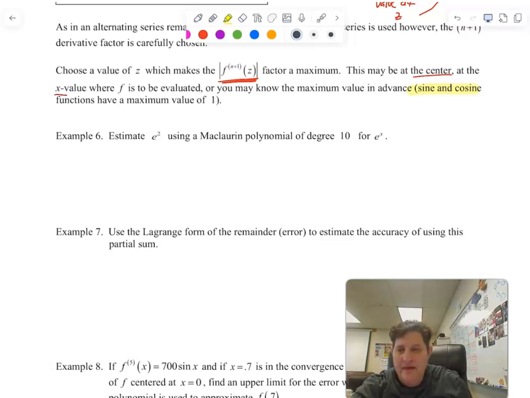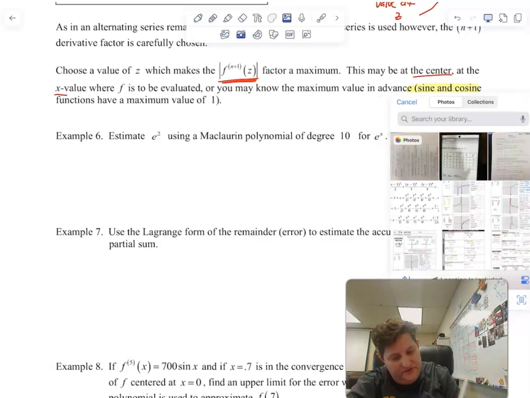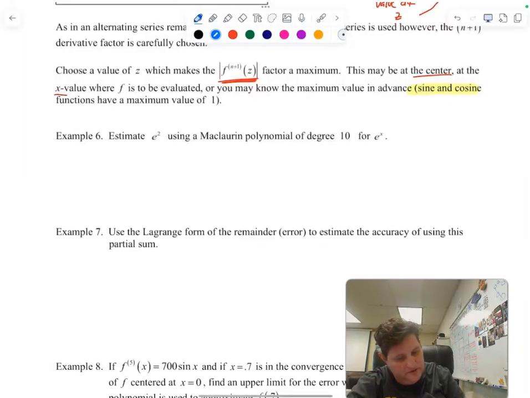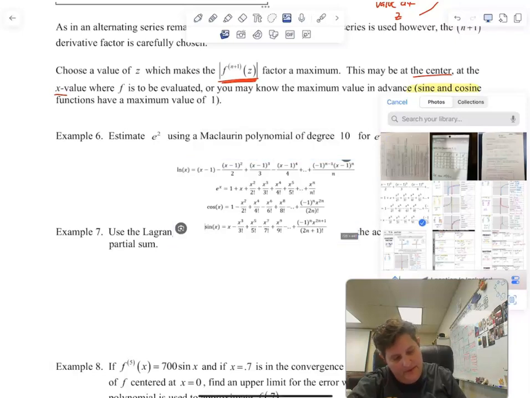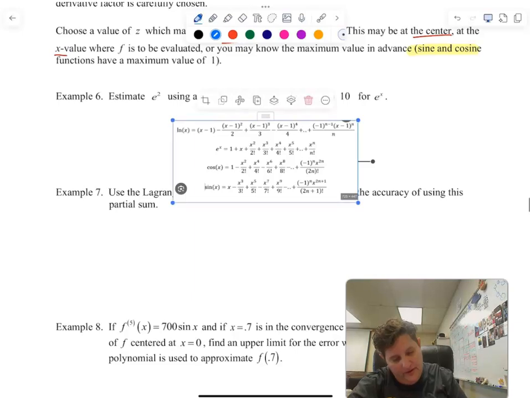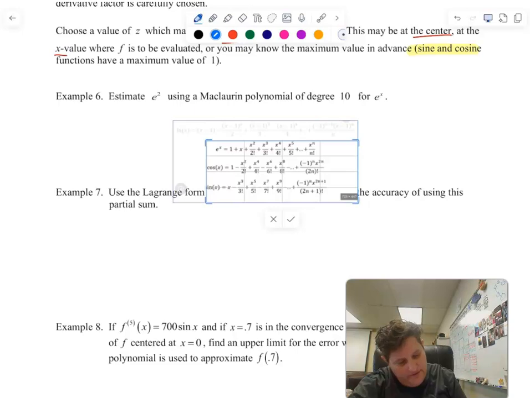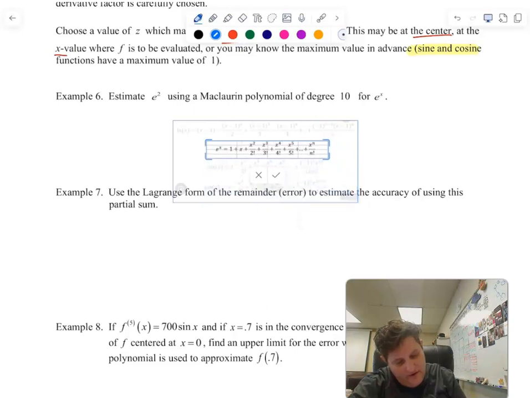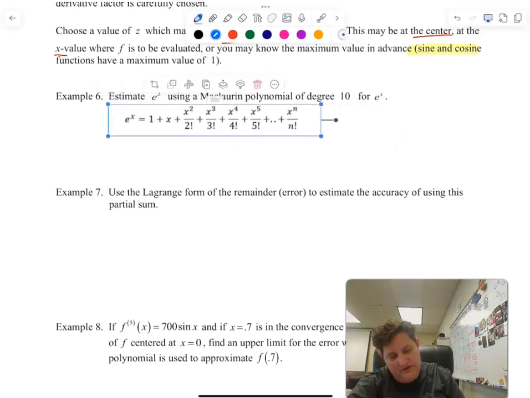All right, it says estimate e to the second using a Maclaurin polynomial of degree 10 for e to the x. Okay, where am I getting this from? So remember, it's, whoops, not that. Okay, this. In fact, maybe I will be awesome, and I will just crop this down so we only see the e to the x. Oh, that's killer. Okay, guys, here we go. So I have to write that out. There's e to the x, okay?